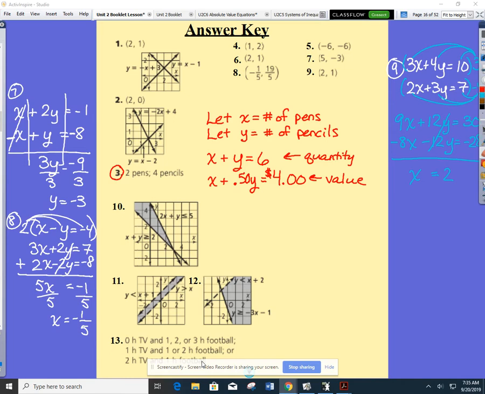And this is number 3, the equations that you would have needed to set up to solve this problem. If you let x equal the number of pens and y equal the number of pencils, we had a total of 6. So x plus y is 6. And then pens were $1 a piece, so 1 times x. And then pencils were 50 cents each, so 50 cents times y. And that total value would equal $4. So to have one equation that represents how many we have, and the second equation represents how much they cost.